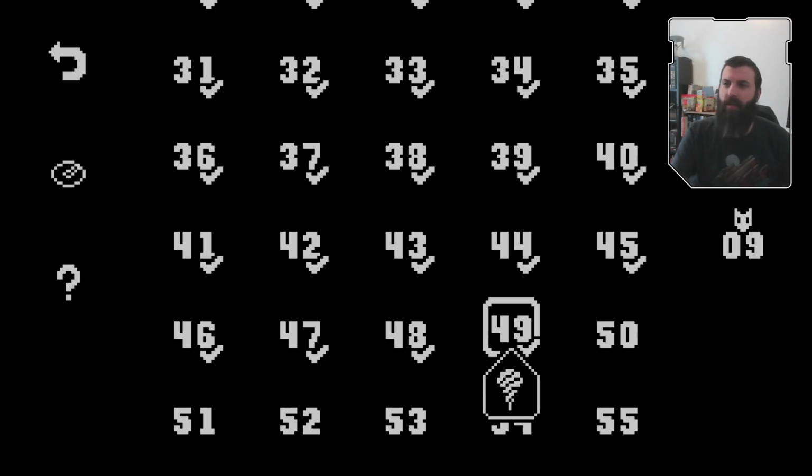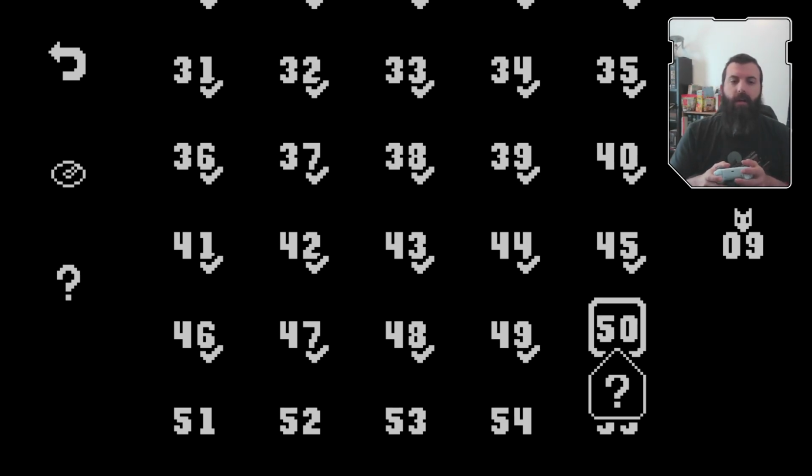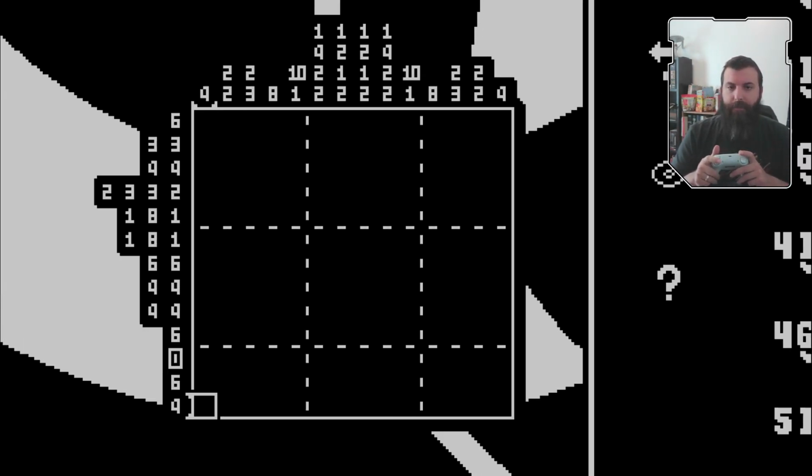I think it's a stalactite. It might be like a jousting lance, or something. I'm not sure. Alright, moving on to Nonogram 50.